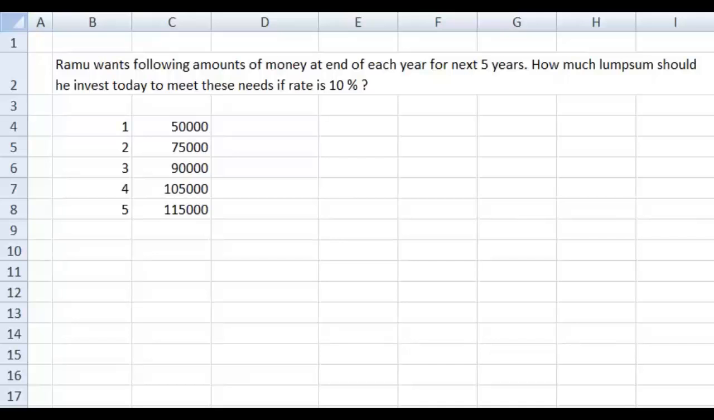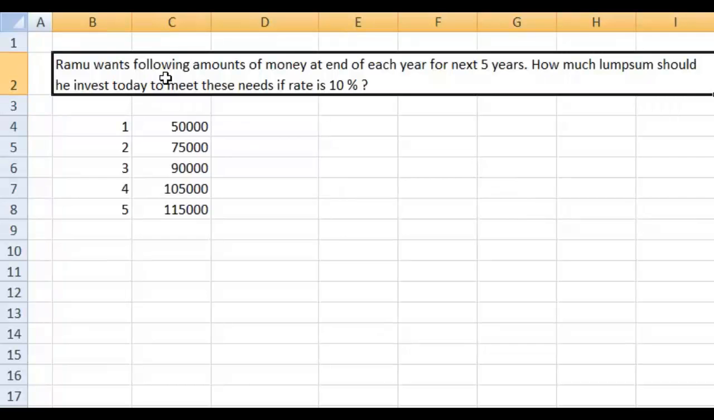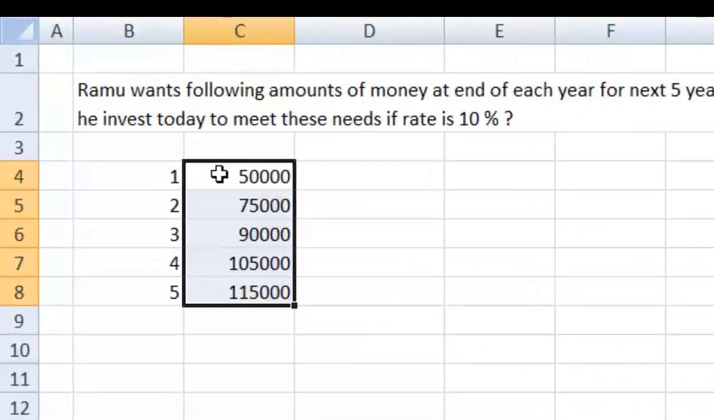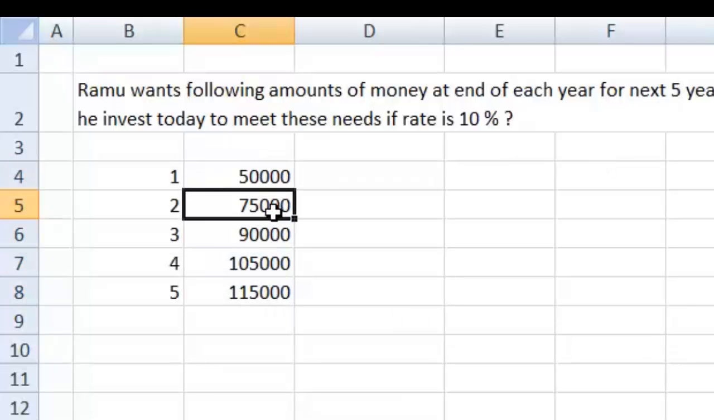Hello. Now, after having solved questions on PV, FV, rate, NPER, and PMT, we'll move on to these kinds of questions where the amounts of money that you require every year are different, right? So we have Ramu who wants these amounts of money at the end of each year for the next 5 years. At the end of year one, the money that he requires is 50,000. At the end of year two, 75,000.